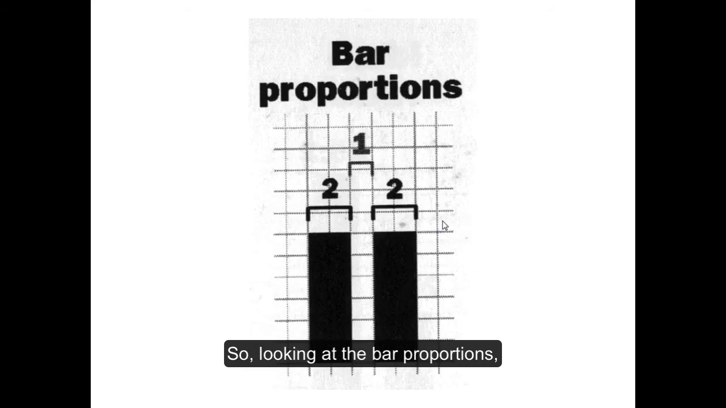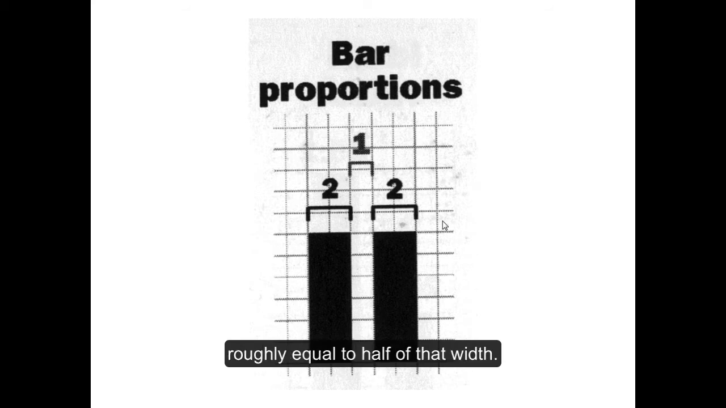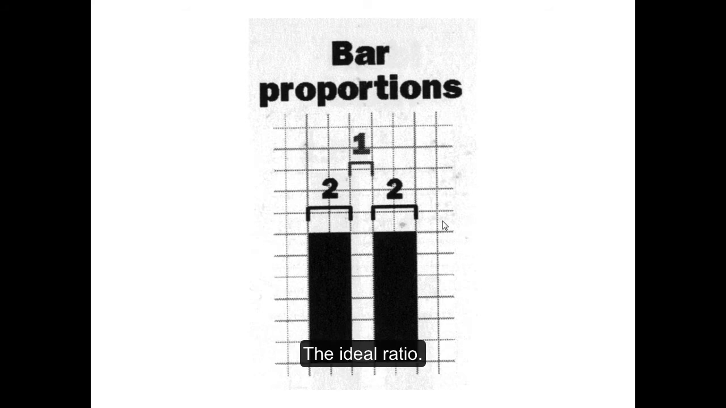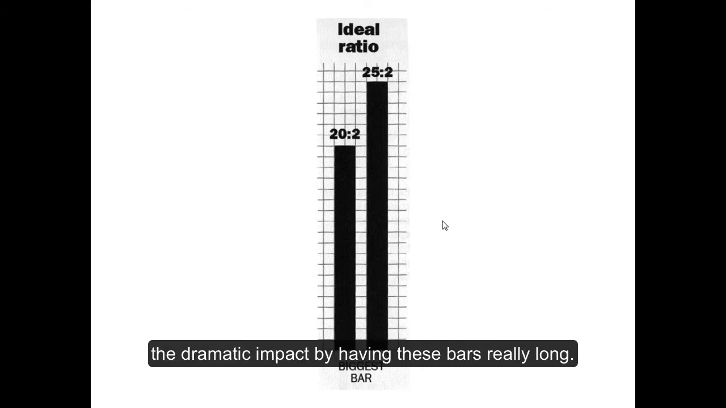Looking at the bar proportions, like I mentioned earlier, we want to have them 2 to 1. Each bar should be the same width. The space between the bars should be roughly equal to half of that width. That's the rule there, the ideal ratio. So we don't want to lose the dramatic impact by having these bars really long.